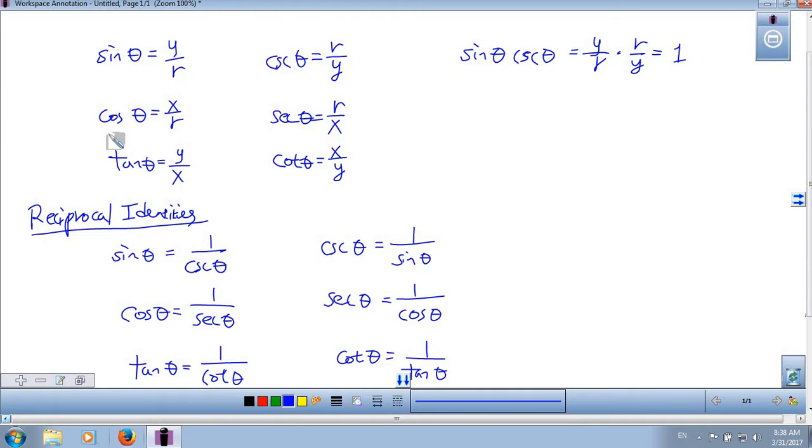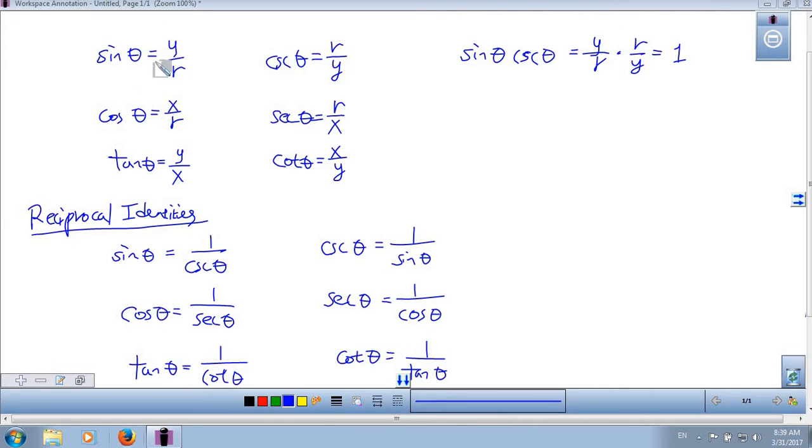Sine is y over r, cosine is x over r. Now, you remember tangent is opposite over adjacent, which is y over x. This is maybe not as easy to see, but you remember that in certain situations, when r in the unit circle is equal to 1, sine of the angle is equal to y, and cosine theta is equal to x when the radius is 1.